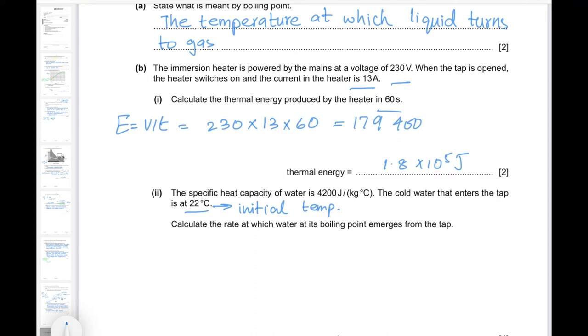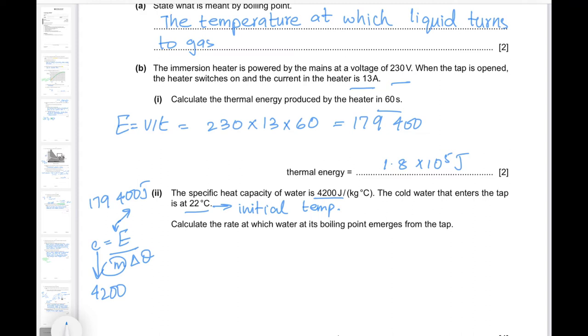When you have been given the value of specific heat capacity, this could mean that you might need to use the formula of specific heat capacity, which is equal to energy divided by mass into the change in temperature. Let's see what we already know. The energy which is transferred to the water is, as we found out in the previous question, 179,400 joules. Specific heat capacity is 4200 joules per kg degree Celsius. Mass is unknown, and let's see what we can find about the change in temperature.